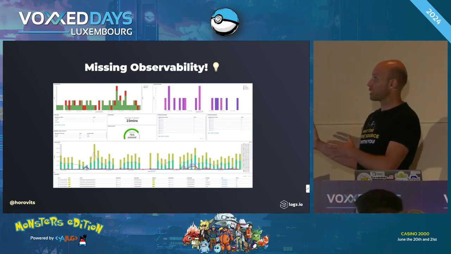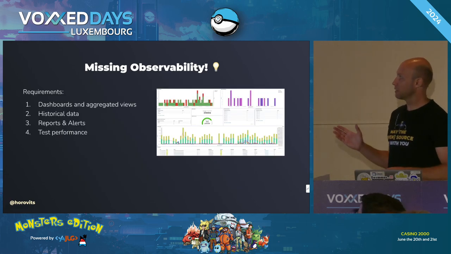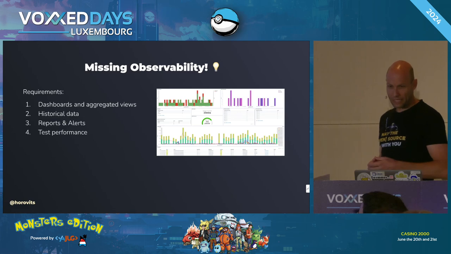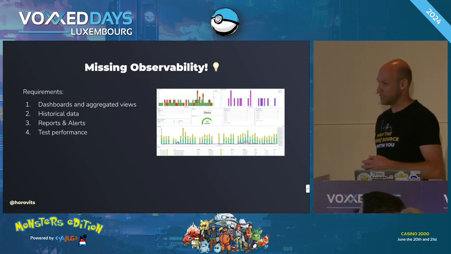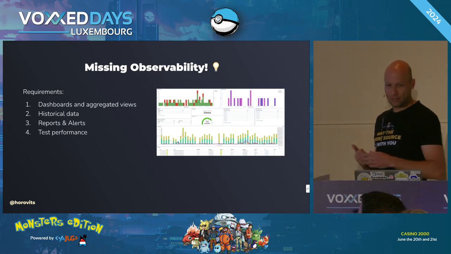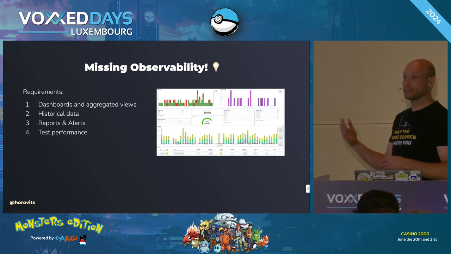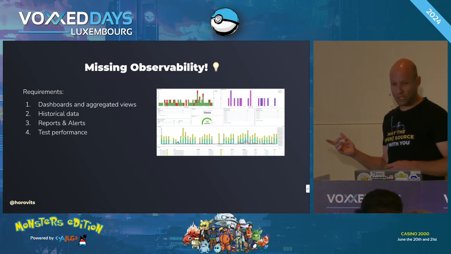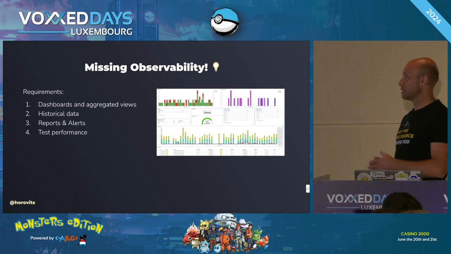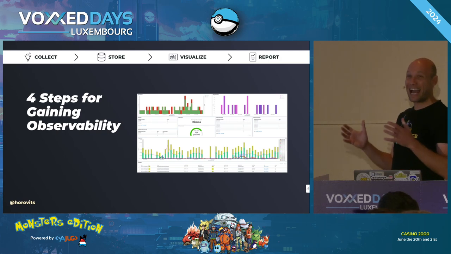So we set out on this project to address observability into our CI/CD, and these were the requirements for the project. First is to get dashboards and aggregated views to see across pipelines, runs, branches, as we talked about before. The second goal was to get historical data to understand the trends and to identify patterns. The third goal was reports and alerts to automate as much as possible. And the fourth one, very interesting, is test performance, to be able to view flaky tests and test performance to understand their impact on the pipeline. So with these requirements in mind, now let's talk about how to achieve that.